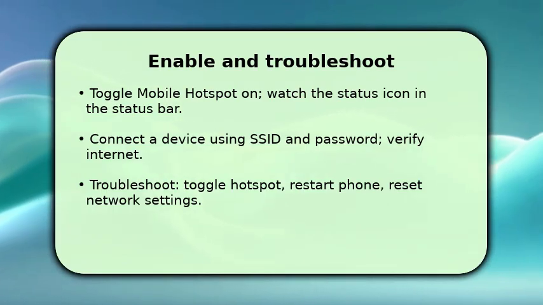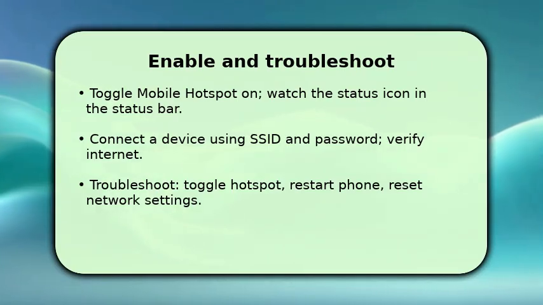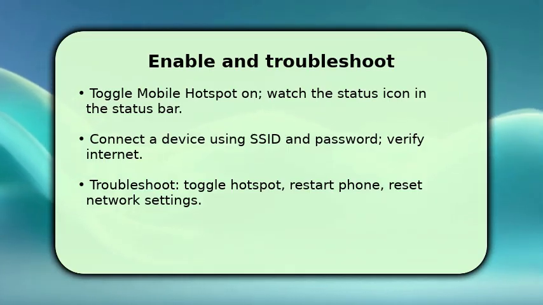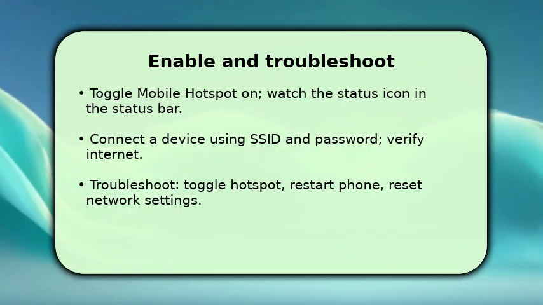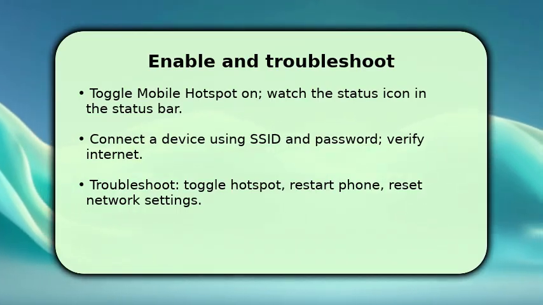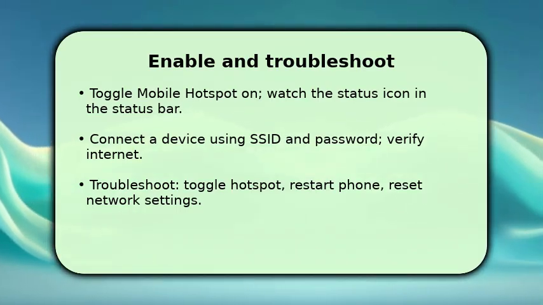If the device connects but has no internet, make sure mobile data is active. If still failing, turn the hotspot off and on again. If problems persist, restart your phone or reset network settings to clear conflicts. These steps resolve most issues quickly while preserving your hotspot configuration for future use.